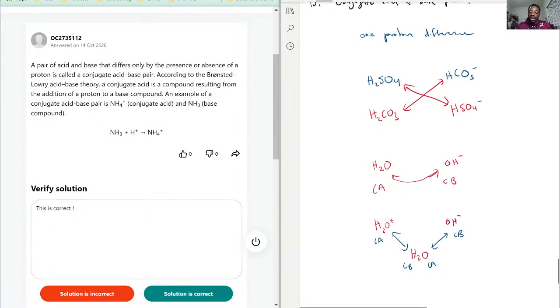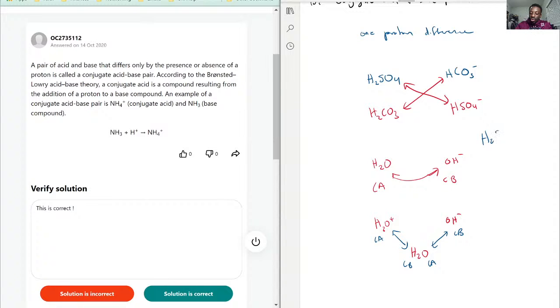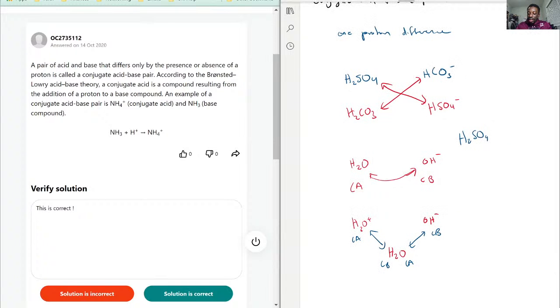So even if I had H2SO4 and then HSO3 minus, this is sulfuric acid, and this right here is hydrogen sulfite. You can see here the difference is that there's a 4 and a 3 oxygen. Those two will not be conjugate base pairs, even with that slight difference, because it's a different amount of oxygens. All we're looking for is that they differ in one proton, the hydrogen.